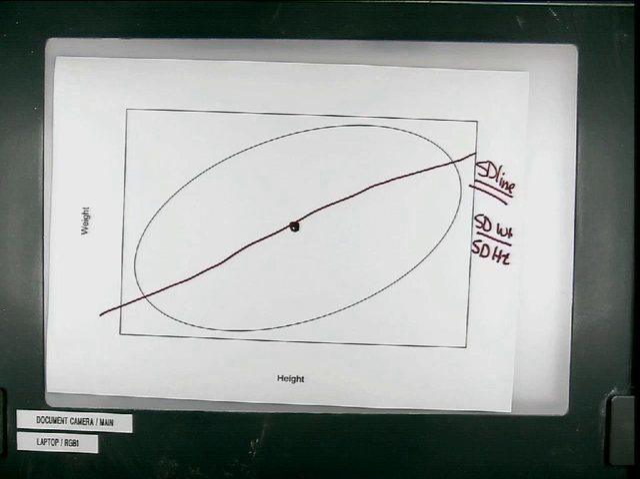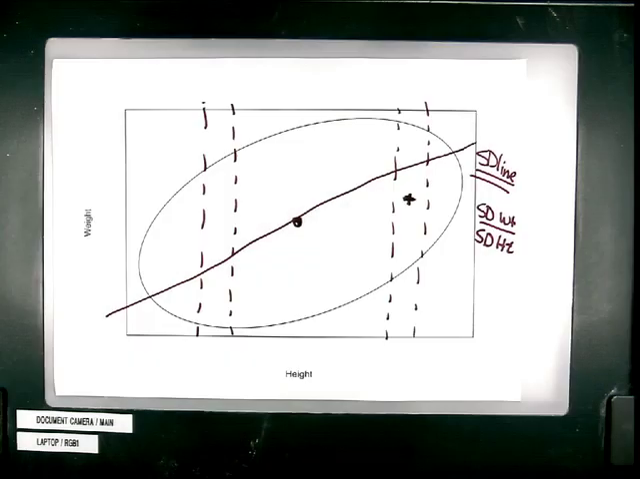Now let's look at women that are roughly the same height, but they're smaller than average. So take another vertical strip. These are all women that are roughly the same height, and we're looking at the distribution of their weights. And find the center of that. So what's the center of that weight distribution? That looks like roughly about here.